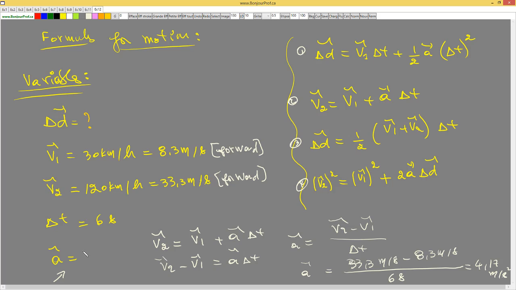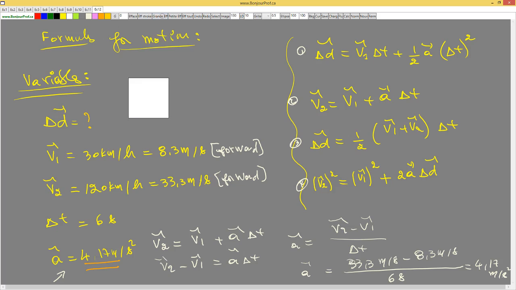So this one here is 4.17 meters per second squared. And this is the acceleration. We just found it. Okay. Yeah, good. And what do you have to do now? Good. So divide, yeah. You will find 4.17 meters per second squared. This is your acceleration. Okay.